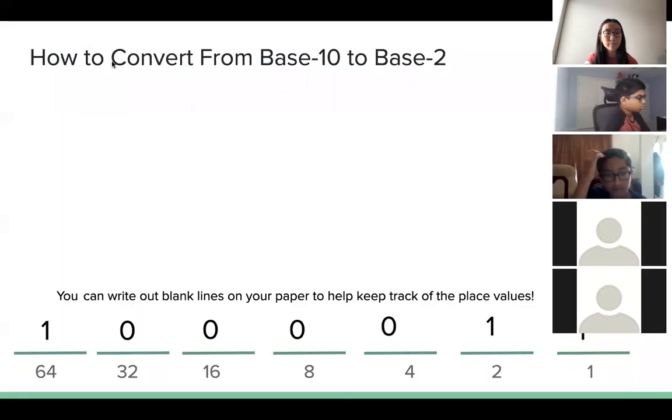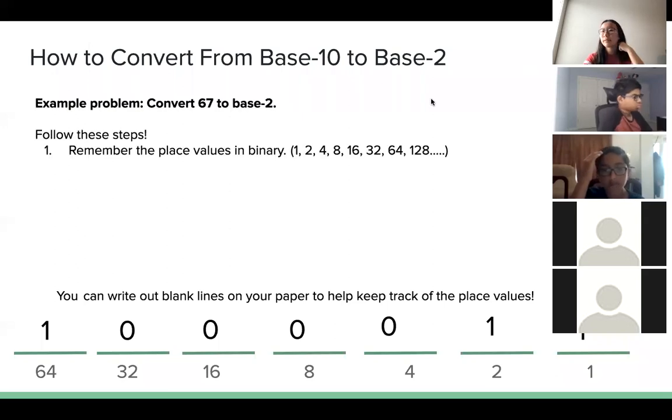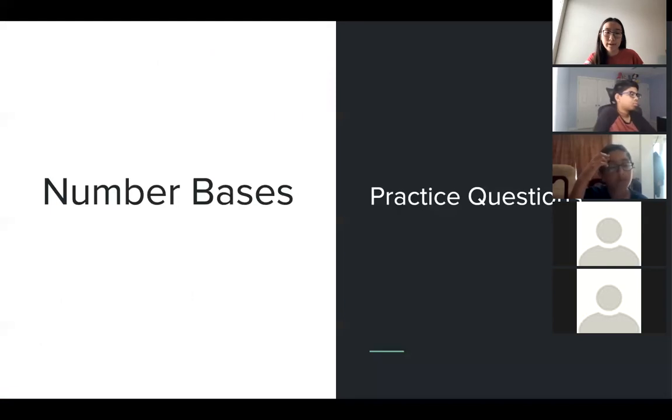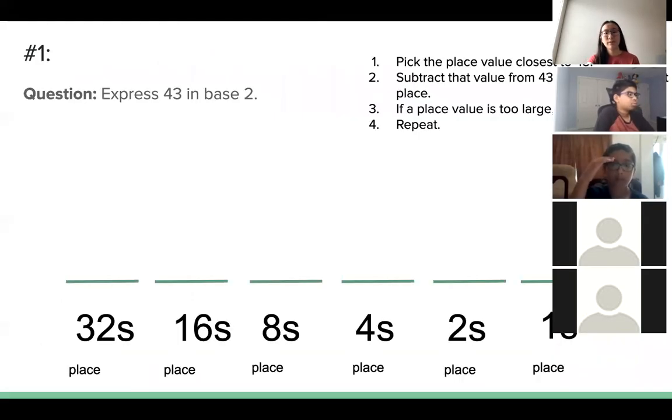Let's go back to this, and let's see where we're at. So converting from base 2 to base 10. Okay, now we're going to have some practice questions. So express 43 in base 2. And remember, the rules are up there to kind of help you. And you might want to write out these place values on your own paper to make it easier. I'll give you 3 minutes to work it out.